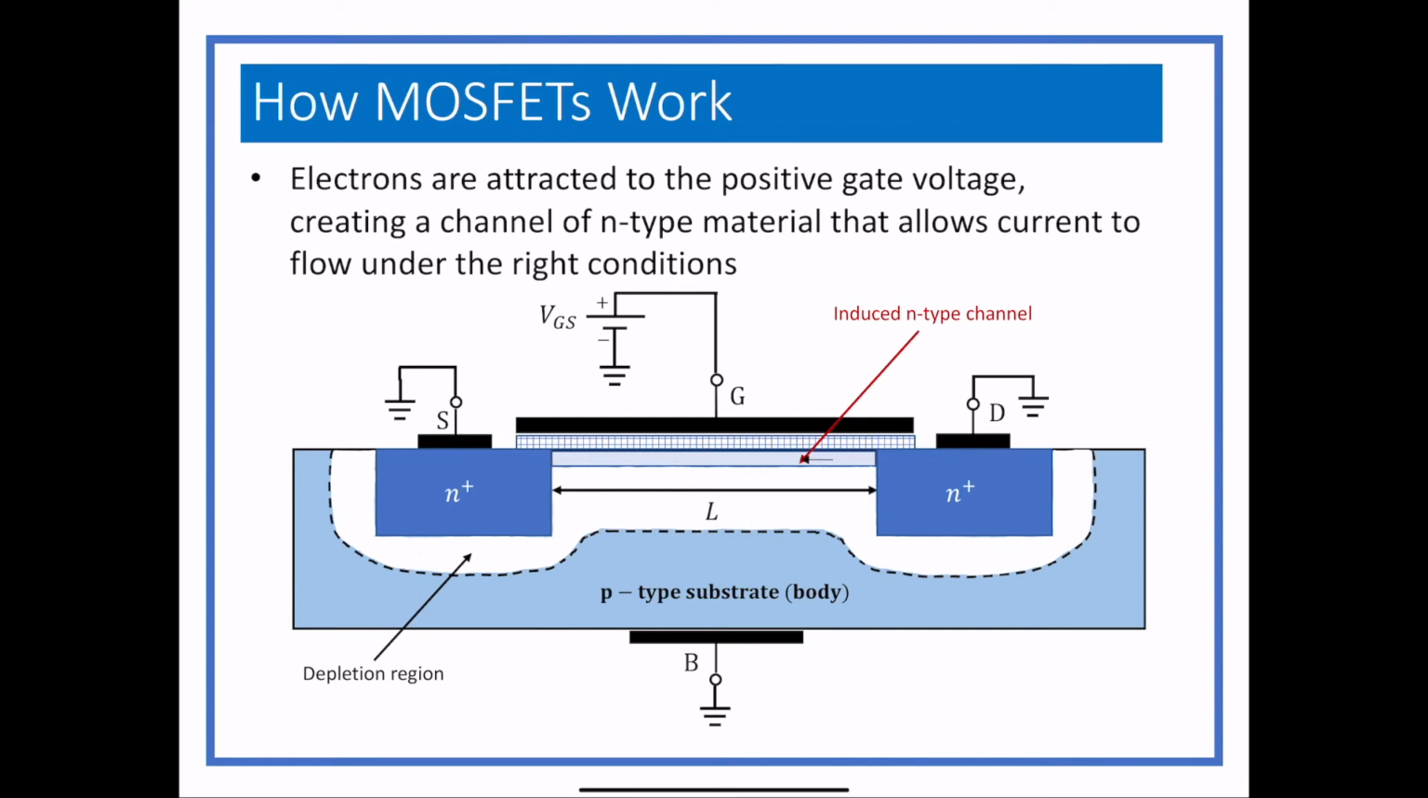Yes? Why is the channel only that size and not the size of the entire depletion region? Oh, because if it was the size of the depletion region, then it wouldn't work. It's actually just this little area between that positive gate voltage and the depletion region. It's just an area where the charges have collected, and it just creates that small area, but not the whole depletion region. That's different.